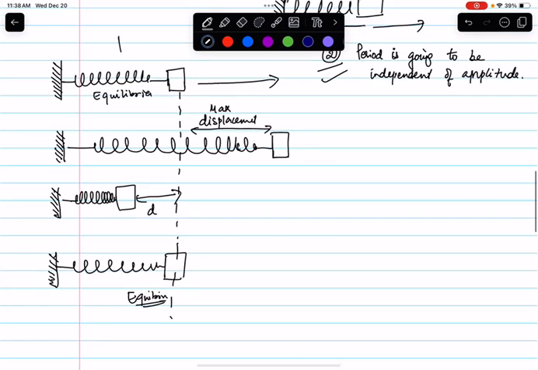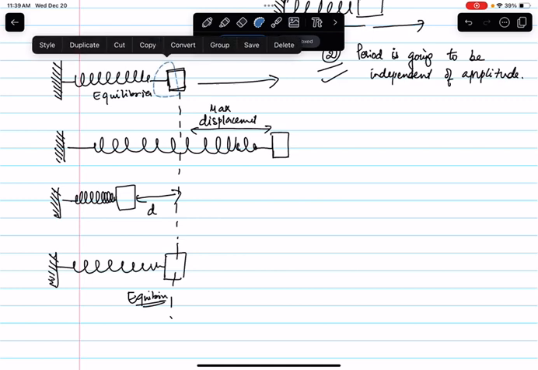If you see this, what's happening here is that this mass is first going to the right, then it's going to the left, then it's going to the right. It's going to the right, coming back. This is how the oscillation of this mass is happening. This is how the oscillation is taking place.